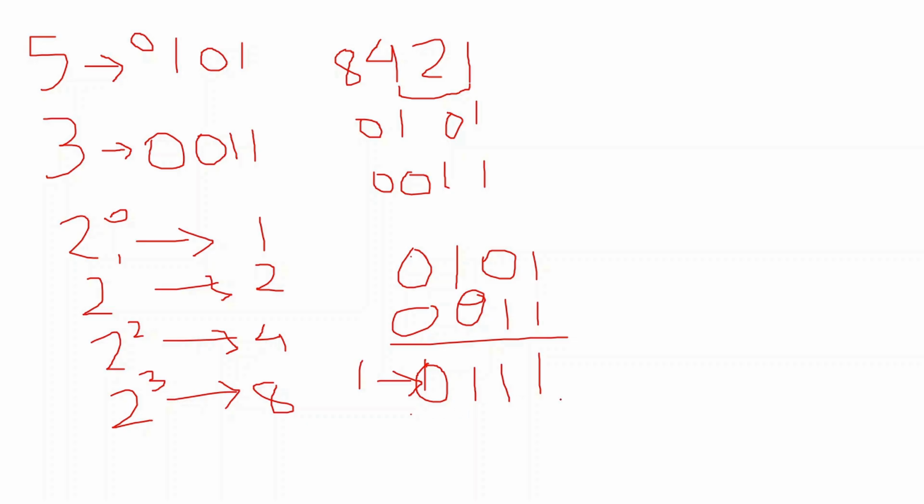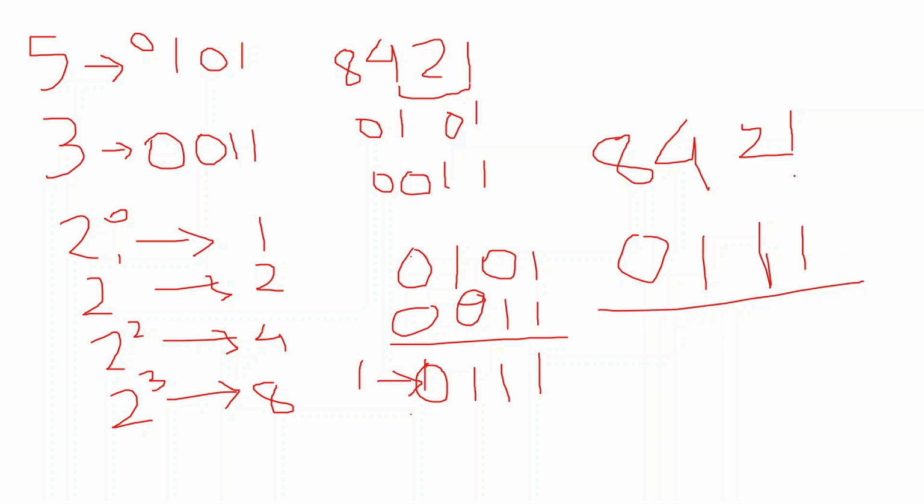Now let's place this in descending order. So 1, 2, we already have this number, right? 1, 2, 4 and 8. And what is our output? 0, 1, 1 and 1. So finally the output will be what?